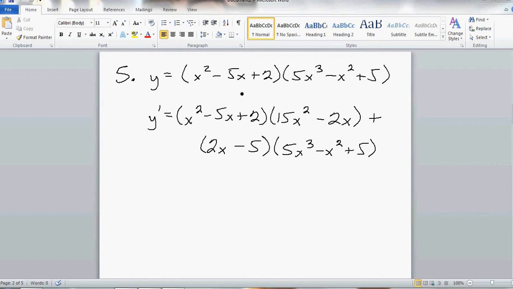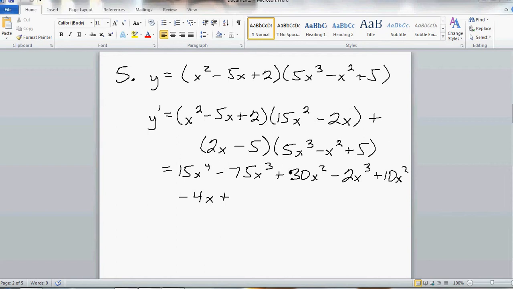Okay, so now what we're going to have to do is take this and multiply it together. So I'm going to take 15x squared times everything here. So that becomes 15x to the fourth minus 75x cubed plus 30x squared. Then I'm going to take negative 2x times everything here. So that'd be negative 2x cubed plus 10x squared minus 4x plus. Now I'm going to have to take this whole thing and multiply everything out here.